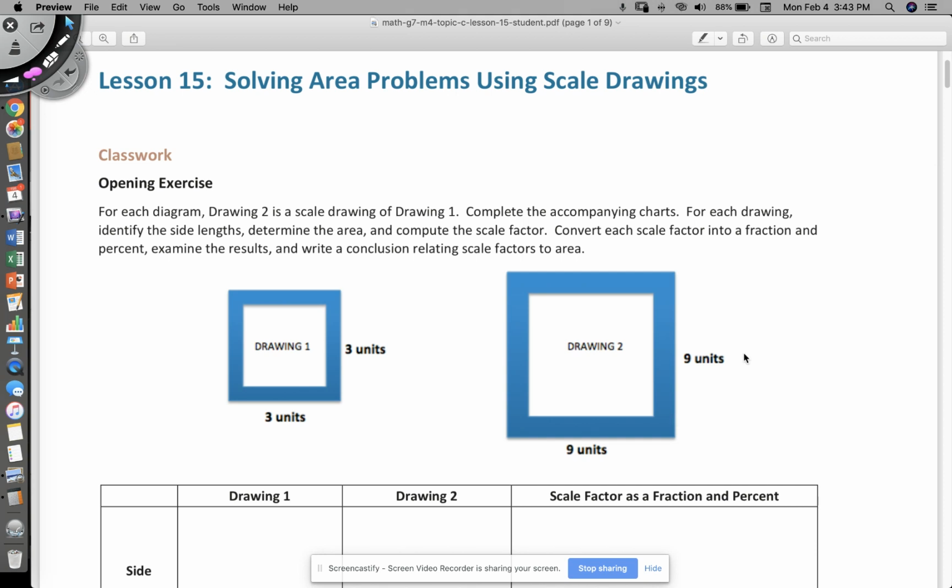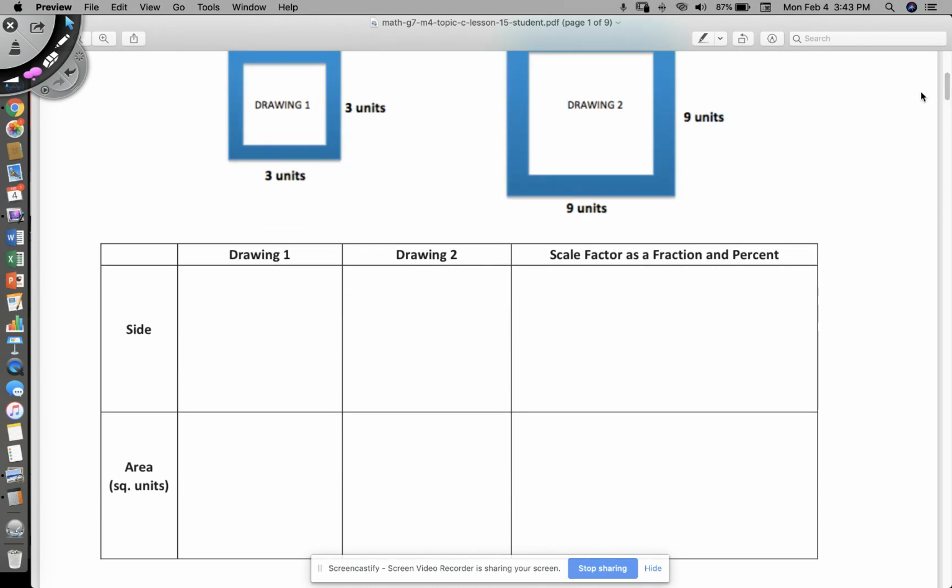This is 7th grade, lesson 15, module 4, on solving area problems using scale drawings. Now this is going to be mostly a peer activity because this is the last lesson of this particular topic. So by now we should have a little bit of an understanding, but I am going to go ahead and help out just a little bit here in class as well as on this video tutorial.